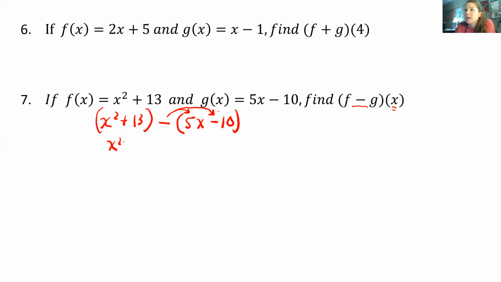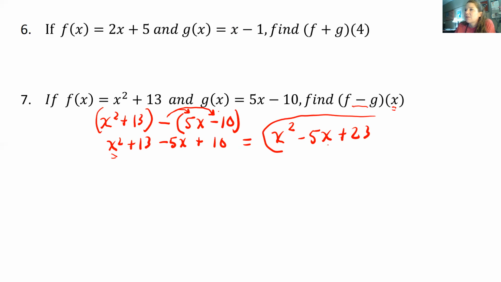So it's x squared plus 13 plus, or excuse me, minus, because we're going to change this to minus 5x plus 10. We combine like terms. This is a term on its own. And then minus 5x, it's by itself. And then 13 plus 10 is 23. And that's our final answer. If it gave us a number there, we would get a single number as an answer, but they didn't give us one.